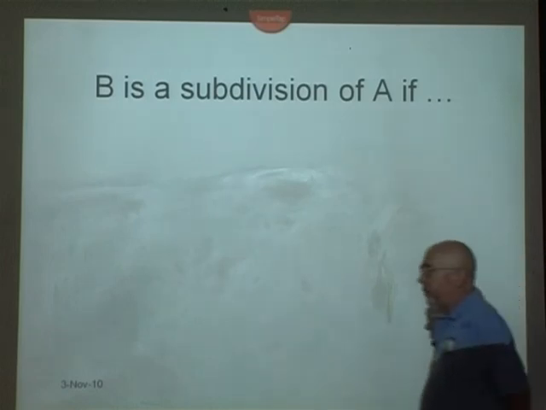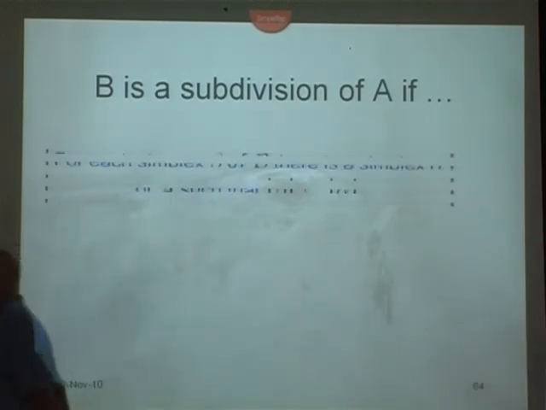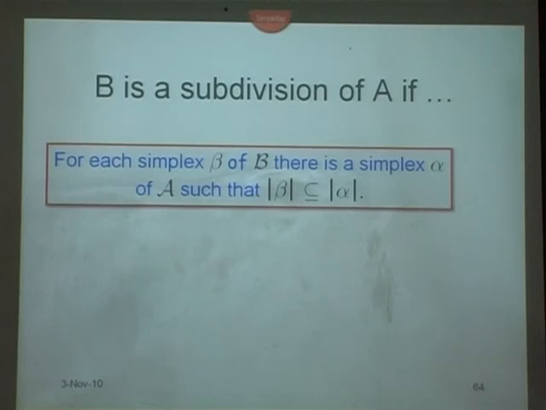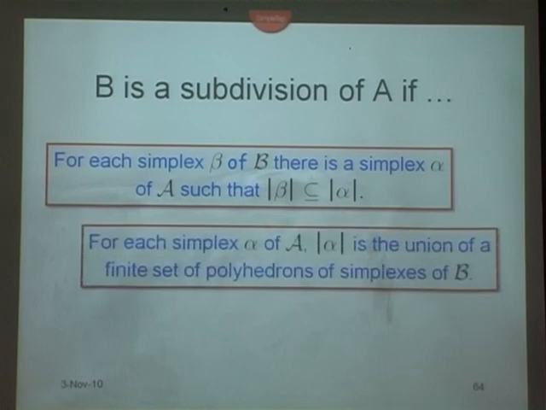So what is a subdivision? Well, a complex B is a subdivision of A if for every simplex beta of B, there's a simplex alpha of A so that the point set of beta lies inside of the point set of alpha. And for each simplex alpha of A, the geometric realization of alpha is the union of a finite set of polyhedrons of simplexes of B. The picture that you saw says everything you really need to know. These definitions are here just to make it unambiguous. If you look at the picture, you really understand what's going on here.